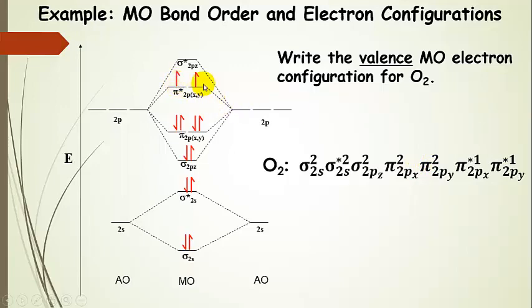And then these 2 guys up here, it'll be pi star 2px with 1 electron and the pi star 2py with 1 electron. Again, for experienced people, you might see pi star 2px comma y with 2 electrons in it, but an experienced person would know that there are indeed unpaired electrons in that, where it might not be obvious if you write it that way.